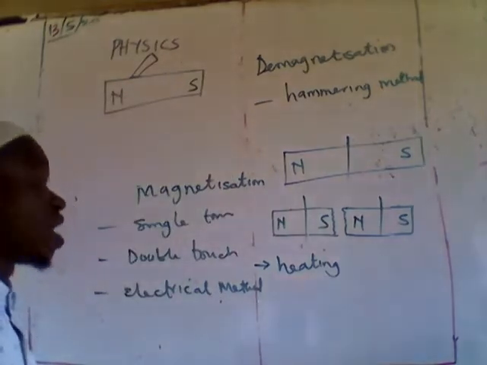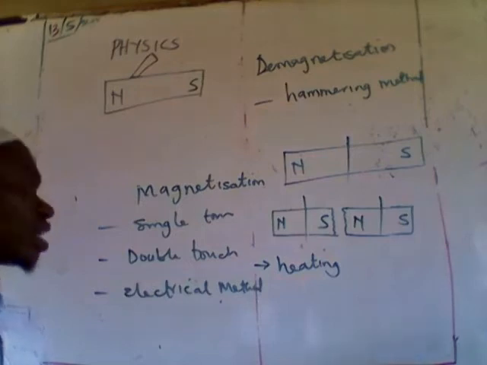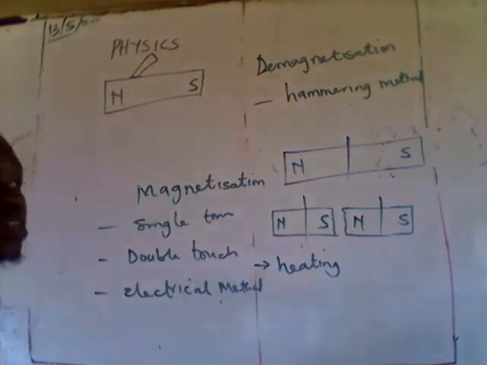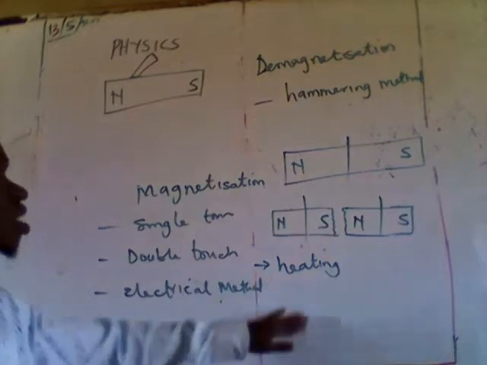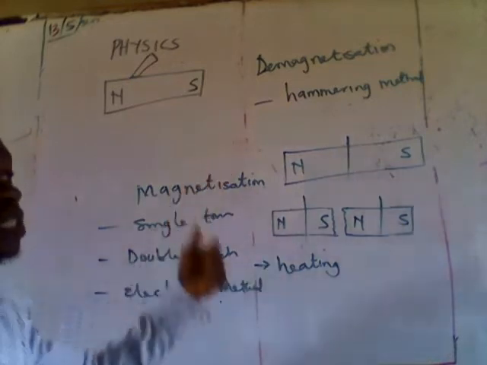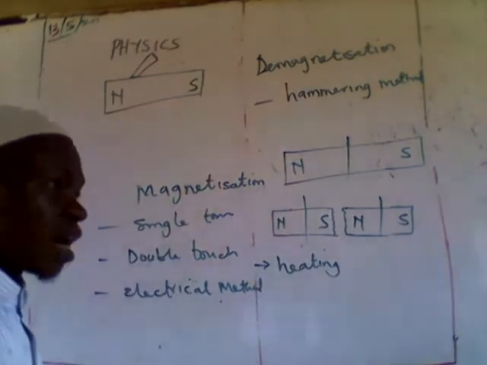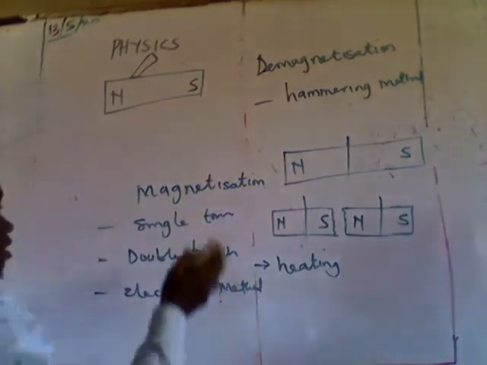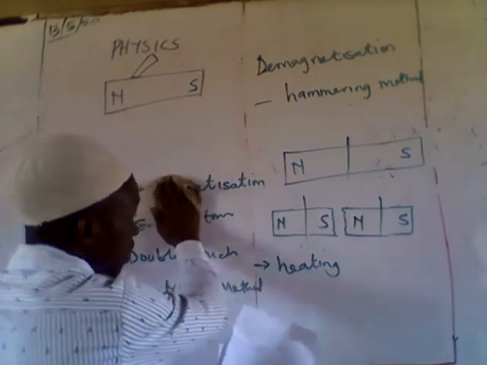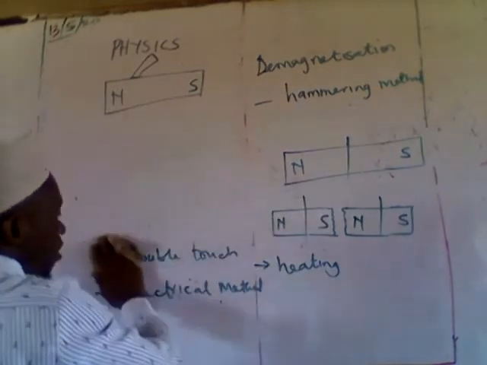If you are treating it roughly, you throw it, put it outside in the sun, and so on. Treating it roughly reduces the magnetism of that magnet. So those are the terms related to magnetism.